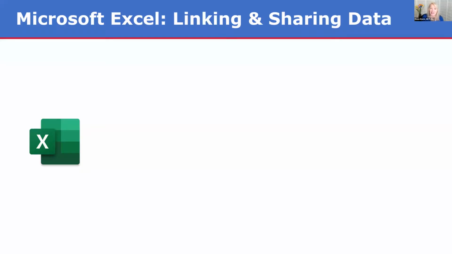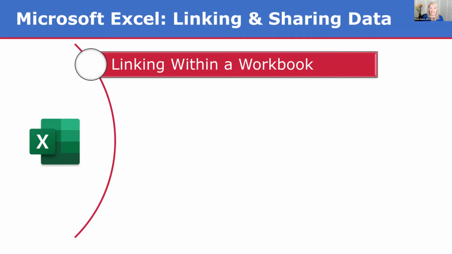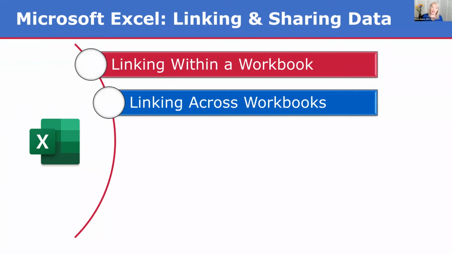So here's a quick look at what we'll be exploring today. Linking within a workbook. How can you, for instance, bring in summaries or bring in totals to create a summary within a workbook? How can you also create links across workbooks? Workbooks that maybe different team members are using or that are coming from different sources. How can we bring in that data without having to just manually enter in that information? What does that look like?